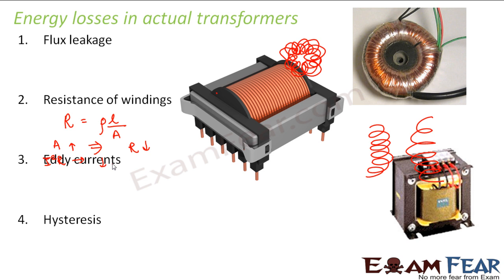The next one is your hysteresis. As I mentioned before also, hysteresis is nothing but the cycle of magnetization. That means the process through which a magnetic material goes in order to get magnetized. So there is an energy loss involved during magnetization of the material of the core. The material here is again the soft iron.